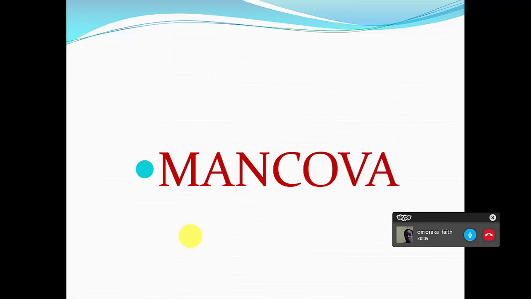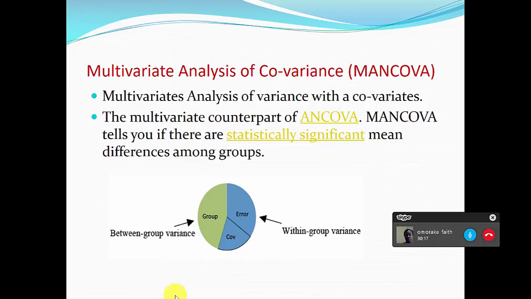which is MANCOVA. MANCOVA is multivariate analysis of covariance. MANCOVA is the multivariate of ANCOVA. It tells you if there are statistically significant mean differences among groups. In other words, it tells you if group differences probably happen by random chance or if there is a repeatable trend. You can see what MANCOVA really looks at from that small image we have there.